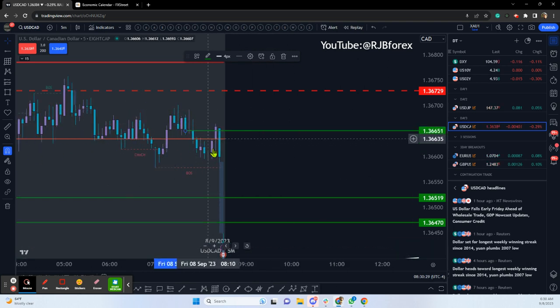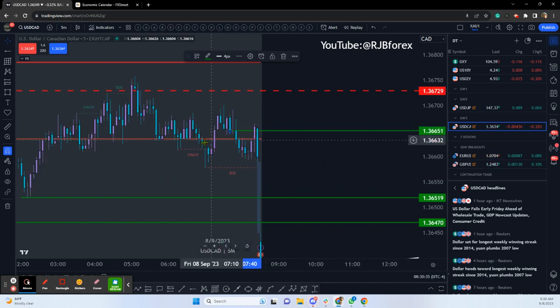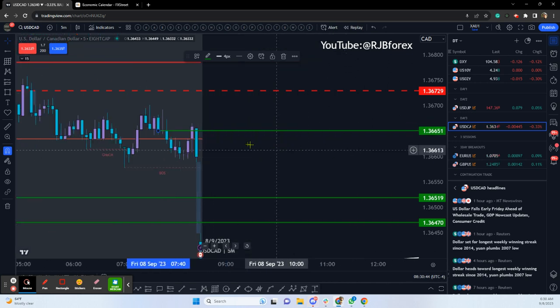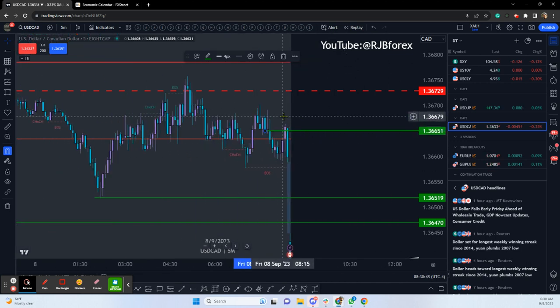This is a W formation, and it's popped lower below the neckline. It broke structure over here. So this is a broken down market, right? Personally, I don't trade news until after the dust has settled.